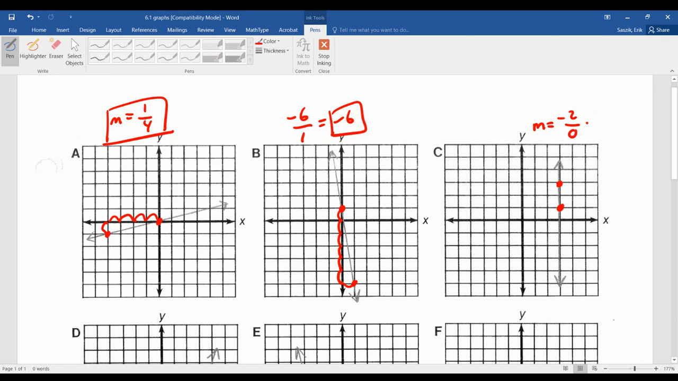Now, you can't divide by 0. So whenever you see 0 on the bottom, your slope is just undefined. That's your slope. And actually, you don't even have to do this in the future. If you see a vertical line, one that's going straight up and down, because there's no moving over, that bottom number would always be 0. So any vertical line has a slope that's undefined.